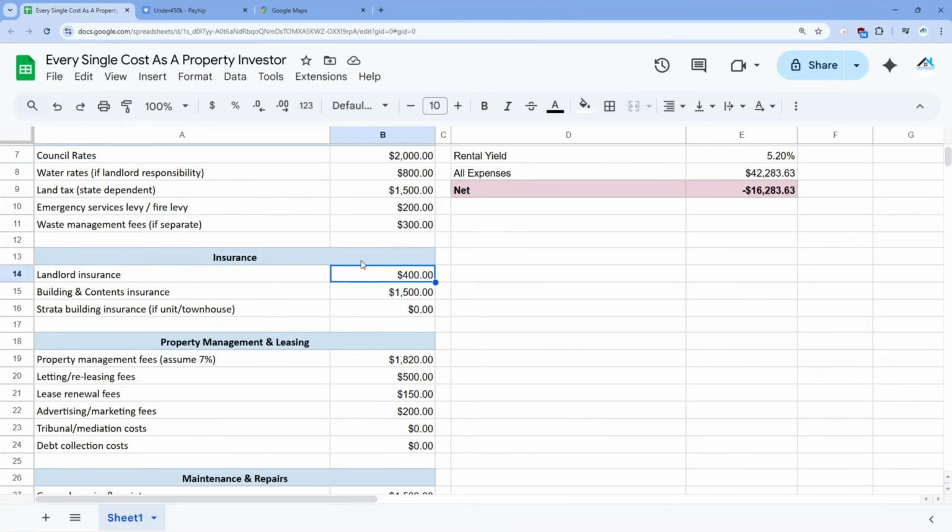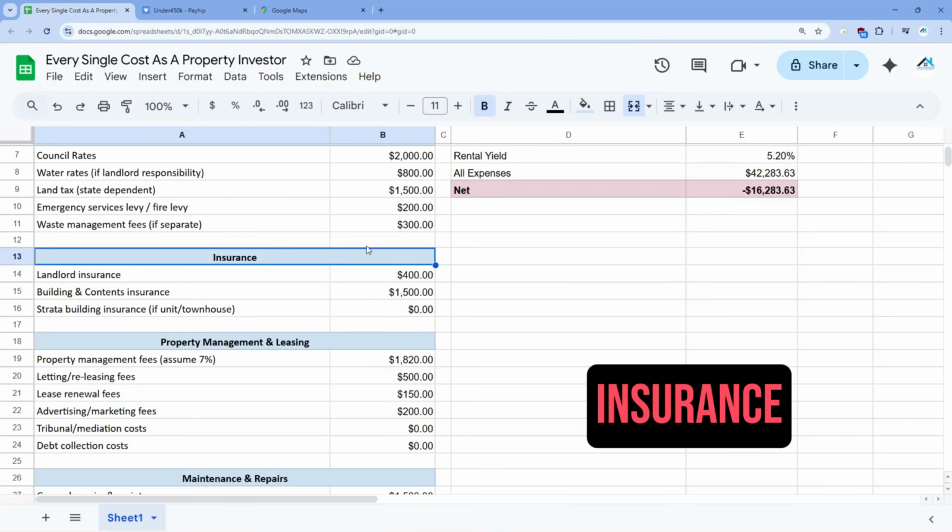Now, the next thing is insurance. Now, once again, insurance is so incredibly important. When you're buying a $500,000 to $1 million asset, you don't want to be making silly decisions and not have insurance. You need to make sure you are covering the right things on your insurance policy as well. And I may make a separate video about that. Leave a comment down below if you would like me to.